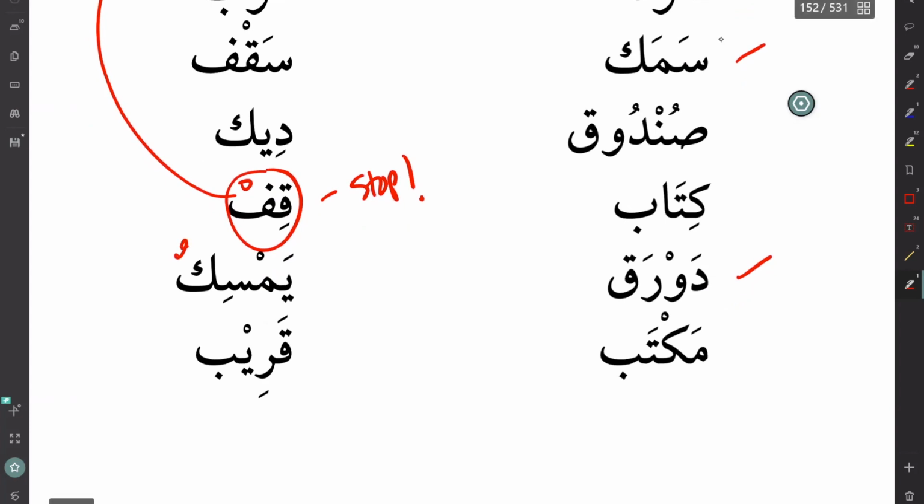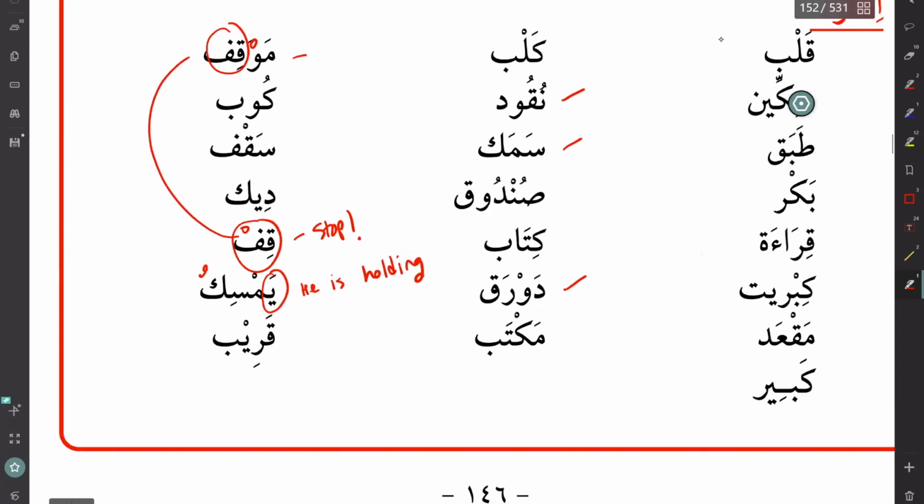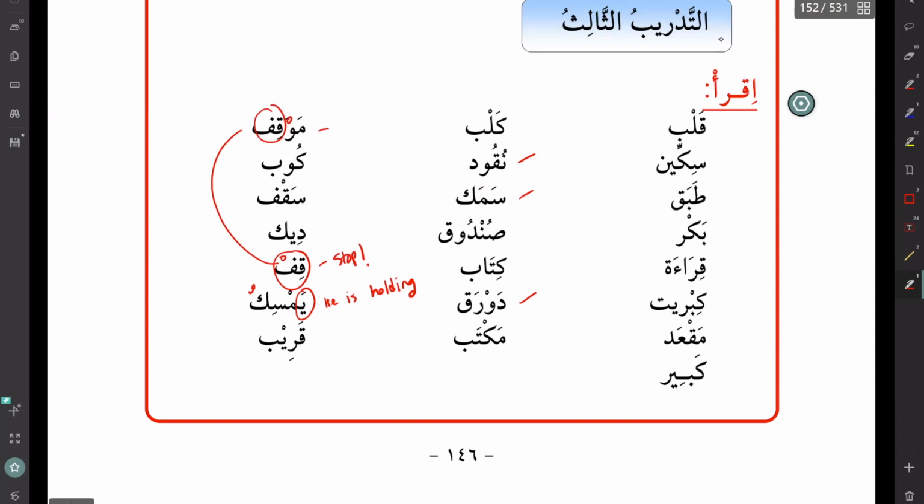Yamsiku is what? He is holding. This is a present tense verb, and it is he. Okay, he is holding, or catching something like that, right? Qarib means close. Jayid.